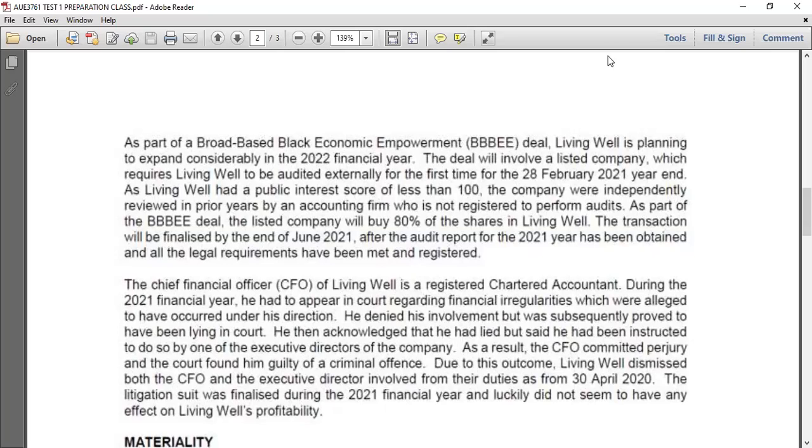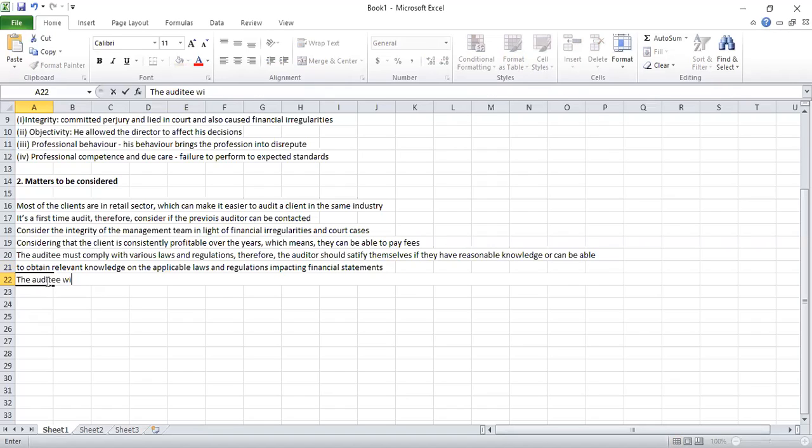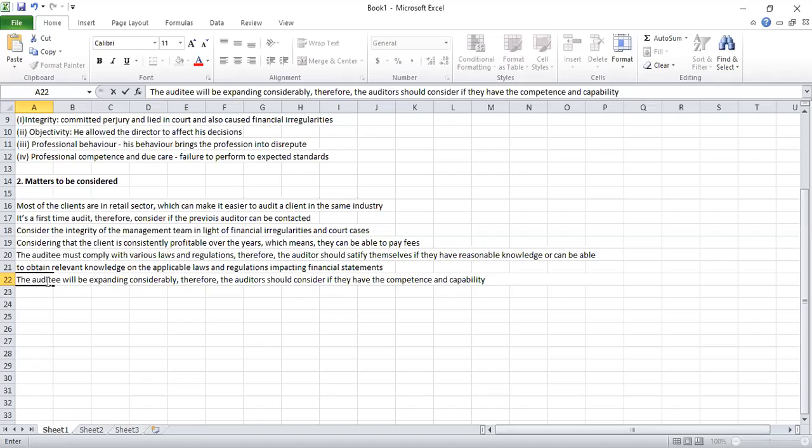They are expanding considerably. The auditee will be expanding considerably. Therefore, the auditor should consider if they have the competence and capability, that is the resources, to audit a growing business.